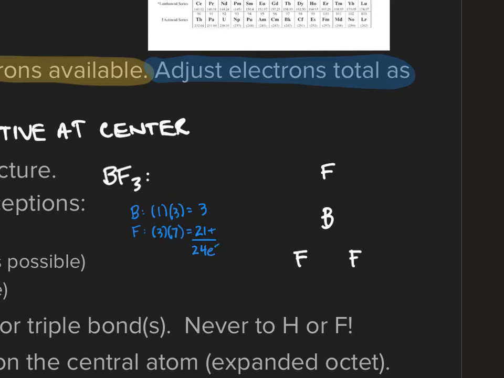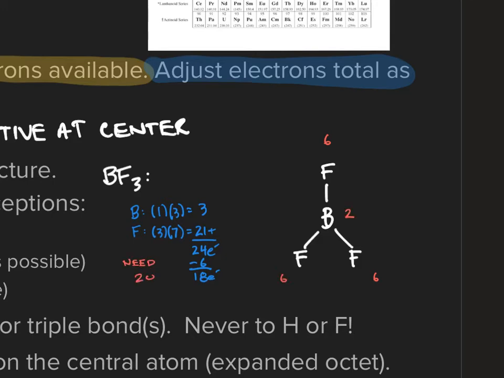And making our skeletal structure, we'll add single bonds between the boron and each of the 3 fluorines around the outside. That will give us a total of 6 electrons used up to make those 3 bonds, bringing us down to 18 total. And we can now count up the number of electrons we need to complete our octets. Each of the fluorines, again, will still need 6 for a total of 18, and the boron needs 2, which would bring us up to 20.